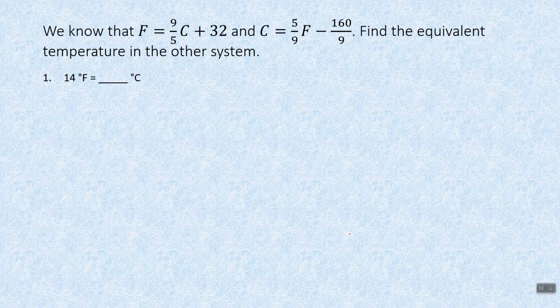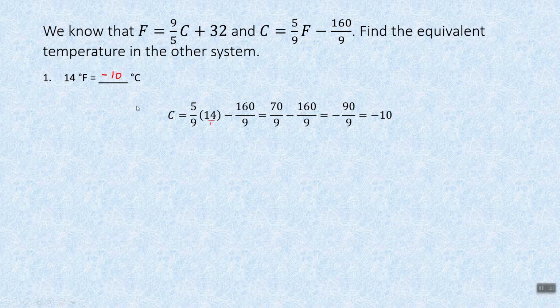On our first example, 14 degrees Fahrenheit is equal to what temperature Celsius? Well, we know we have an F value of 14. If we have an F value of 14, we'll use our C equation because F is the input. So 5/9 times 14 minus 160/9. When I multiply, that's the same as 14 over 1. So I end up with 5 times 14, which is 70, over 9 times 1, which is 9. 70/9 minus 160/9 is a negative 90/9, which simplifies to a negative 10 degrees Celsius.